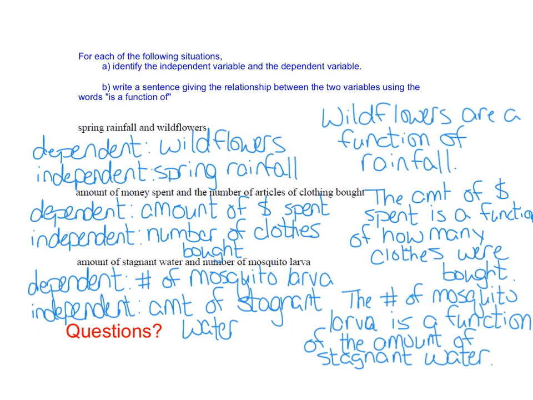I decided my dependent variable was the number of mosquito larvae. It depends on how much water's standing around. If you have a lot of stagnant water, you're going to have a lot of mosquitoes. If you have less stagnant water, you'll have less mosquitoes. So my independent variable is the amount of stagnant water, and my sentence is the number of mosquito larvae is a function of the amount of stagnant water, because the number of mosquito larvae depends on the amount of stagnant water.